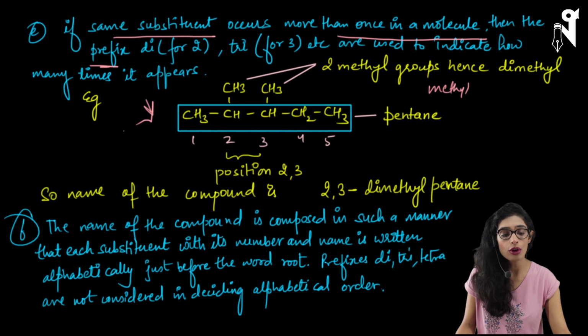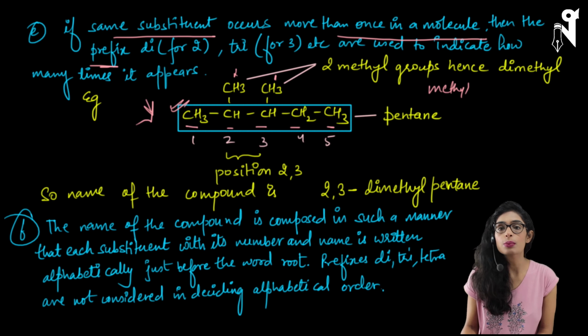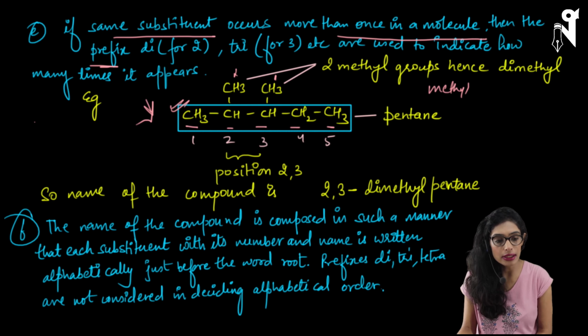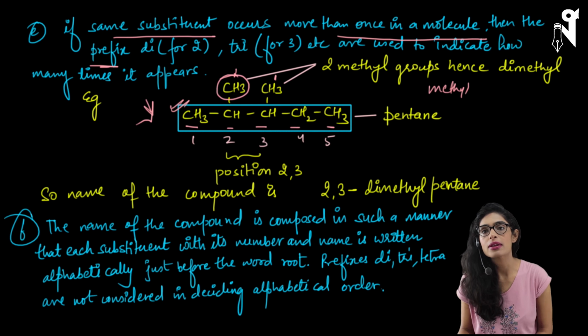So here I have an example of CH3, CH, CH, CH2, CH3, and then two branches as CH3, CH3 over here. I have already selected my parent chain, which is of 5 carbons. I have already marked the numbering 2 and 3 to give them the smaller number. So my one CH3, one methyl group is present on the second carbon. The name of the CH3 is going to be methyl. Why? Because the word root is meth and the suffix is il.